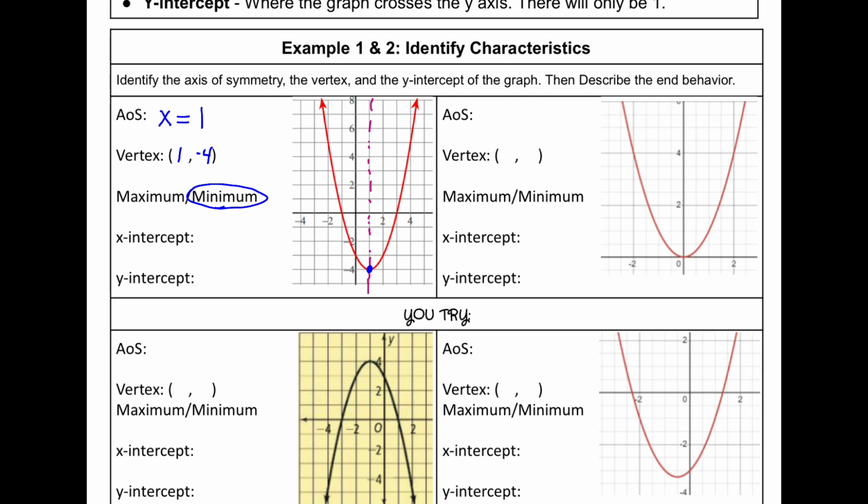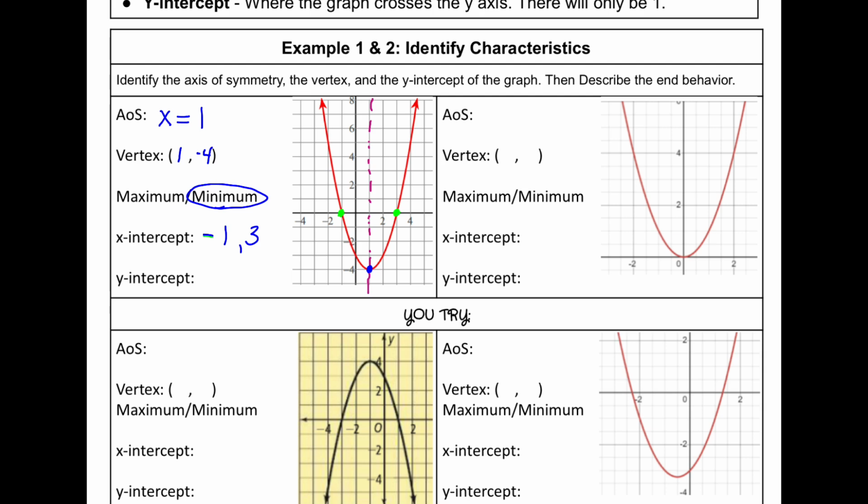Okay, and then they ask for the x-intercept and the y-intercept. So again, our x-intercept is going to be those points where, remember, there could be 0, there could be 1, or there can be 2. In this case, we do have 2, and there's 2 points there where the graph crosses the x-axis. So our first one is at -1, and our other x-intercept is at 3. So -1 and 3 are our x-intercepts.